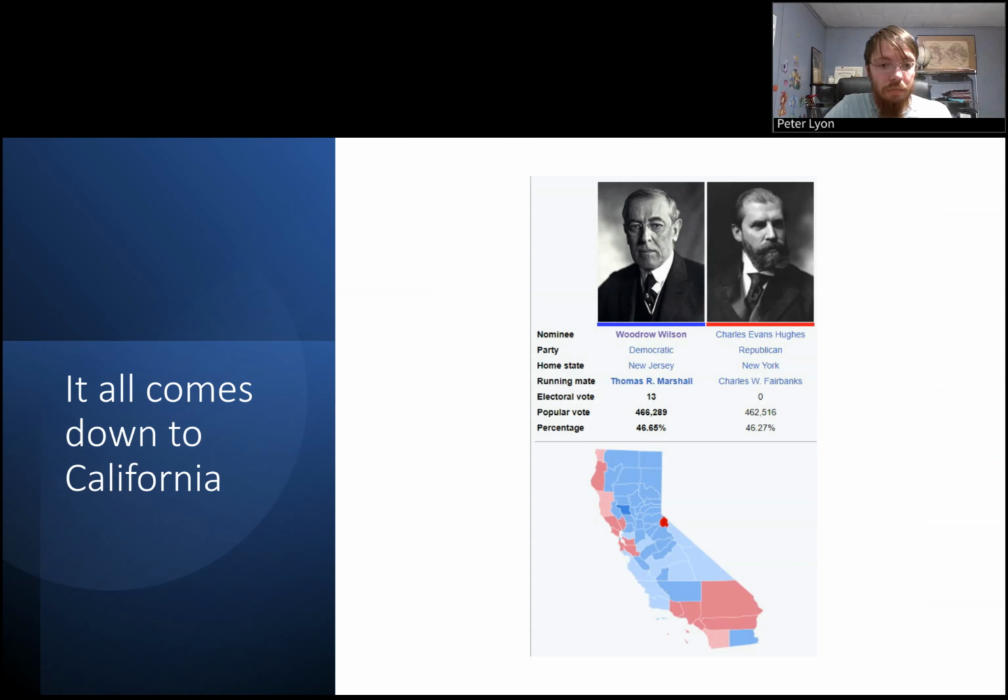And so it all comes down to California. California is not the big state that it is today. It only has 13 electoral college votes. But it is decided by 4,000 votes. And whoever would win California would have won the electoral college and become president. And the early returns in California seem to favor Charles Evans Hughes, so there's some reporting saying he's going to be the next president.